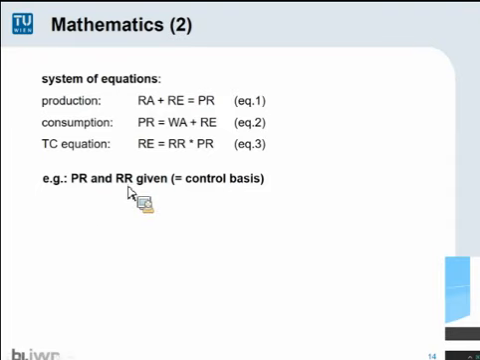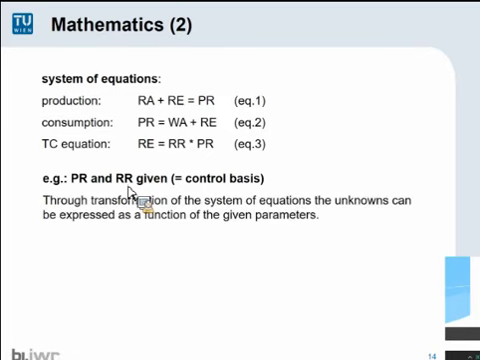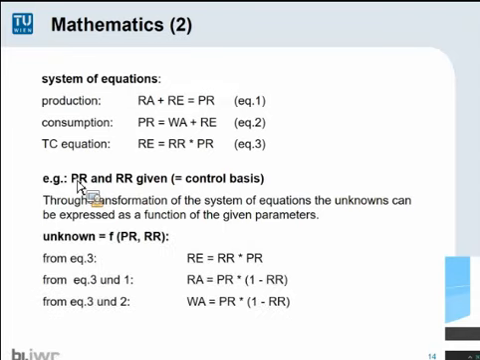The only thing that needs to be done is to transform this equation system so that all of the unknown variables are expressed as functions of these 2 given parameters. I'm pretty sure each of you can do this, so you have to transform these equations. And you see now that these unknown variables, raw materials, recycling material, and waste, are now expressed as a function of the recycling rate and the product flow only. So if you know the numbers for recycling rate and product flow, you can calculate the rest.